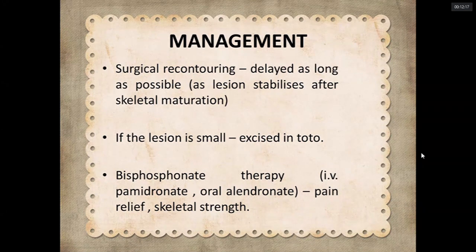Bisphosphonate therapy, that is intravenous pamidronate and oral alendronate, can be given for pain relief and skeletal strength. Okay, so if the lesion is small, it can be excised in toto. And if the lesion is larger, we should wait until the skeletal maturation takes place, and then we can go for surgical recontouring. For the pain relief and skeletal strength, we can go for the bisphosphonate therapy.